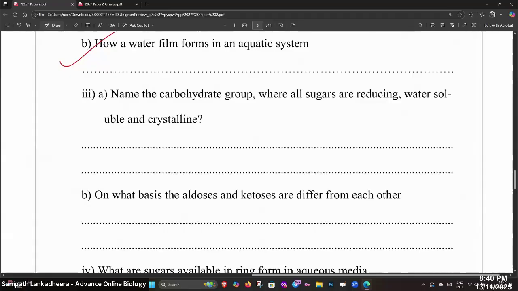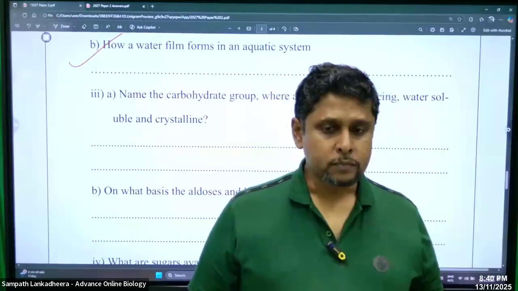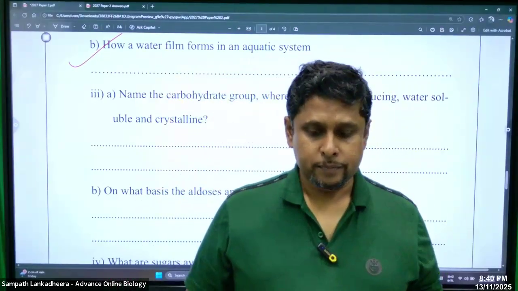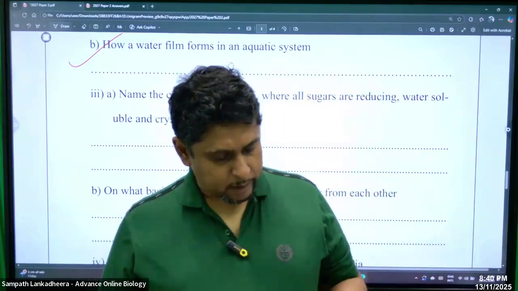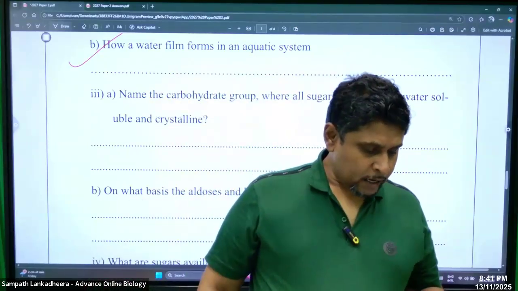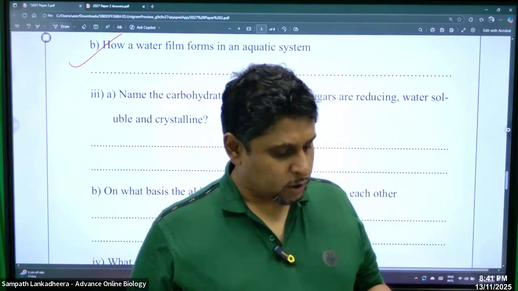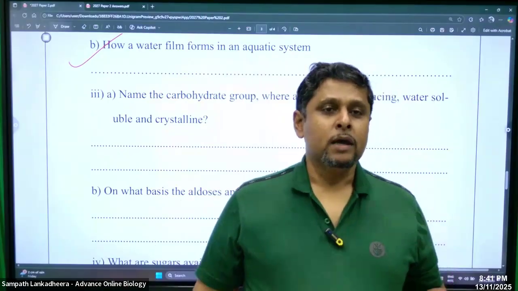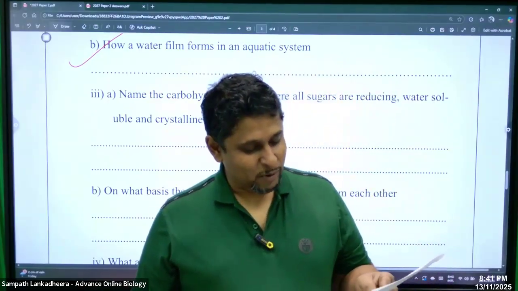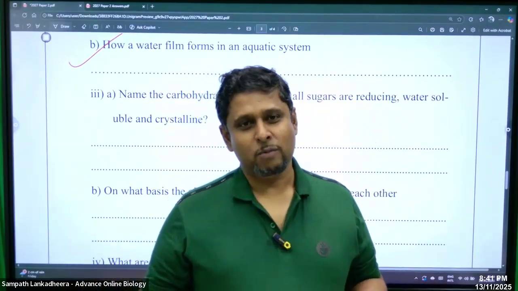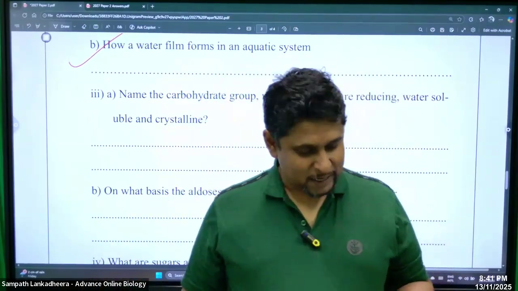Question part 3A. Name the carbohydrate group where all sugars are reducing, water soluble and crystalline. A carbohydrate group where all sugars are reducing is definitely monosaccharides. Monosaccharide must be the answer.